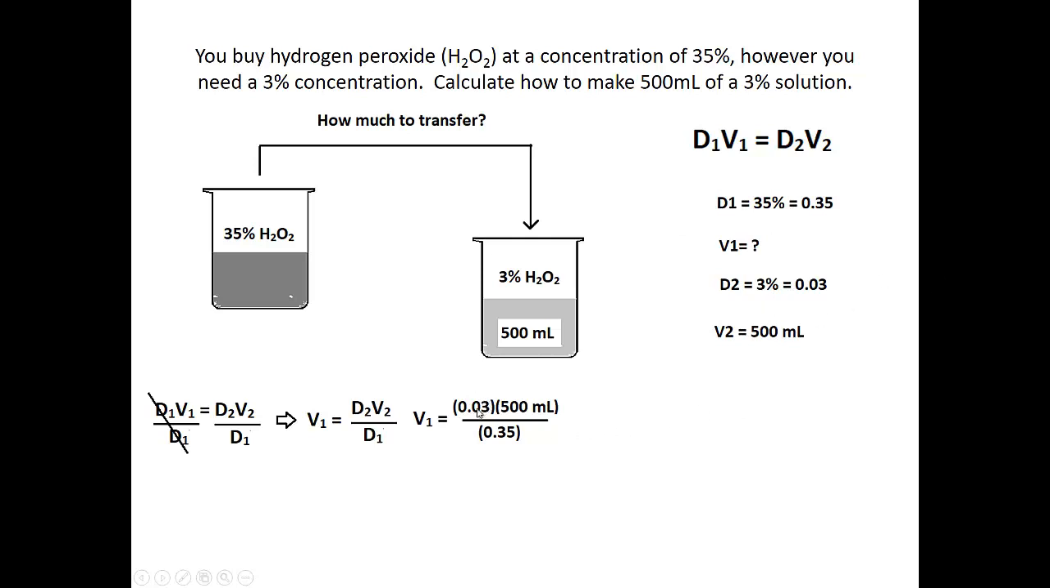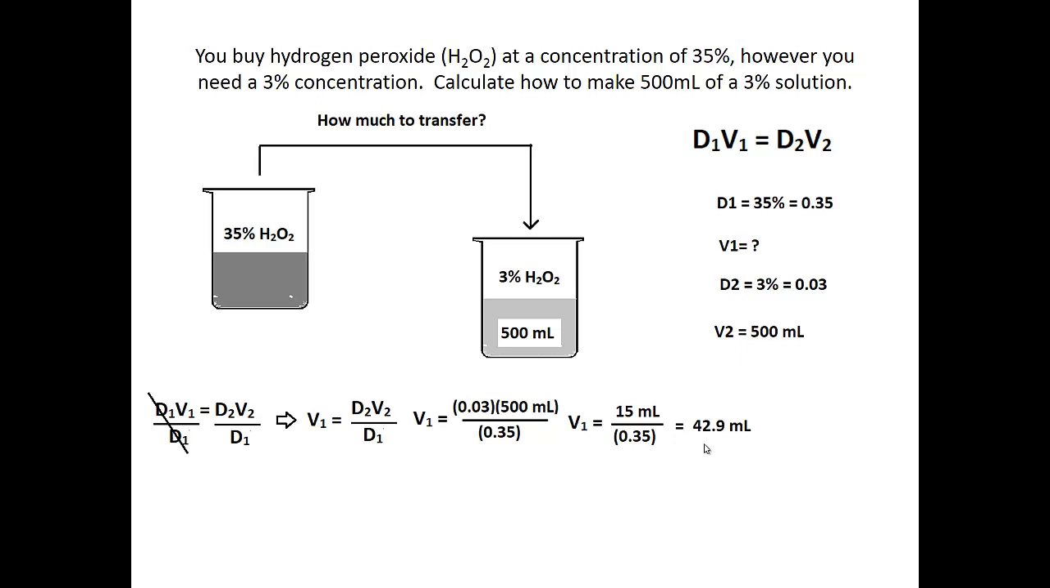So we got 0.03 D2, 500 mL V2, and 0.35 is D1. Now once again, what you want to do is multiply the top numbers and get the product of that. 0.03 times 500 is 15, and then divide by 0.35. Do it in 2 steps, and 15 divided by 0.35 is going to give us 42.9. I'm actually rounding up there.